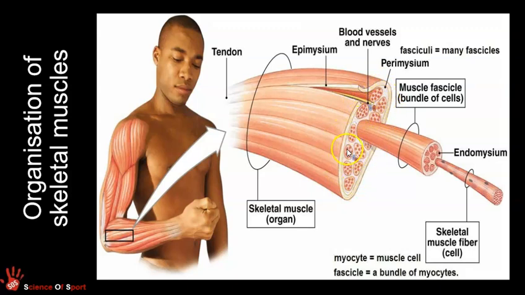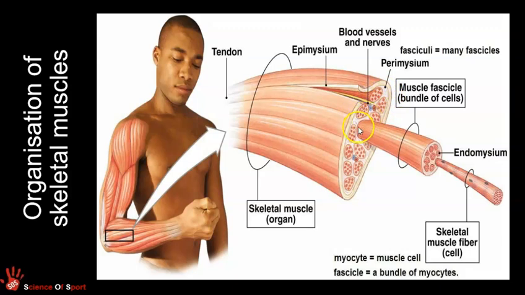So first of all, another bit of terminology: the bundles of muscle fibers are called fasciculae or fascicles. So this is a fascicle. These are fasciculae. A fascicle is a bundle of muscle fibers. Now, you can see in white, or sort of pinky white, on this diagram the connective tissue wrapping around all of these fascicles is called the perimysium. So the connective tissue in the middle around the bundles is the perimysium.